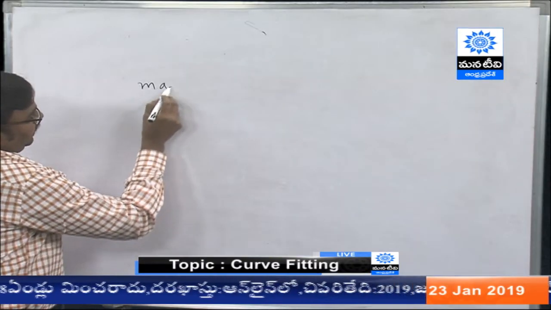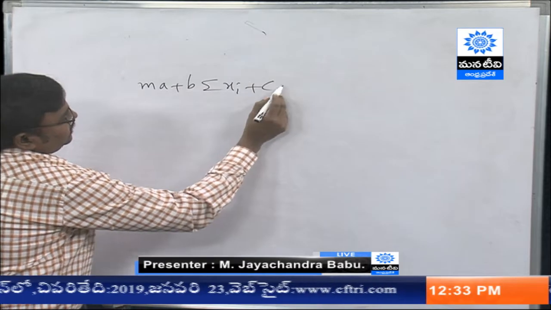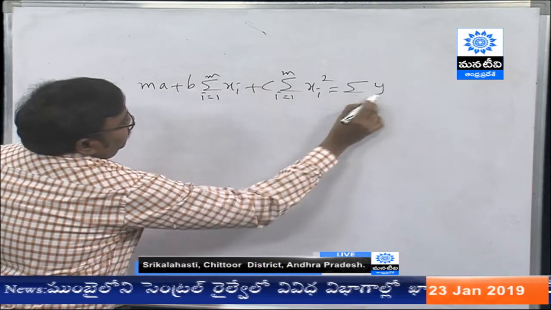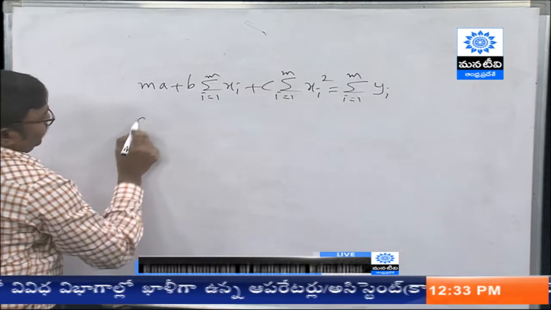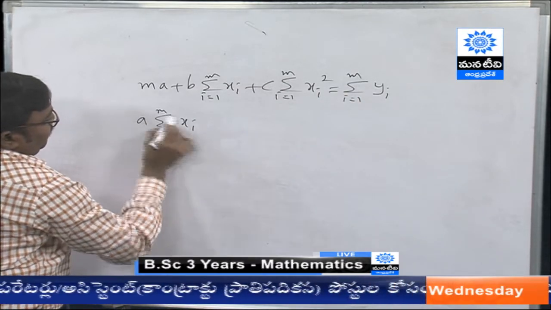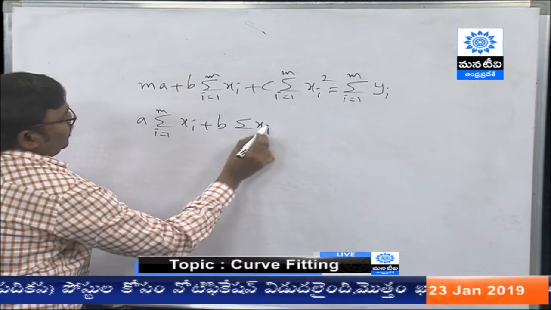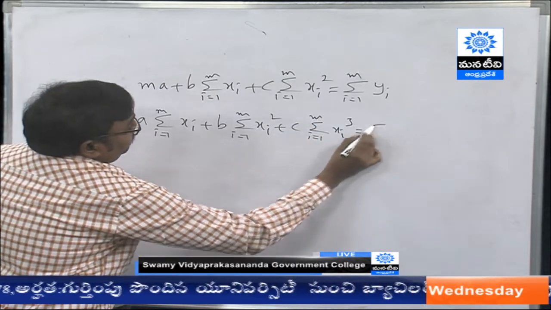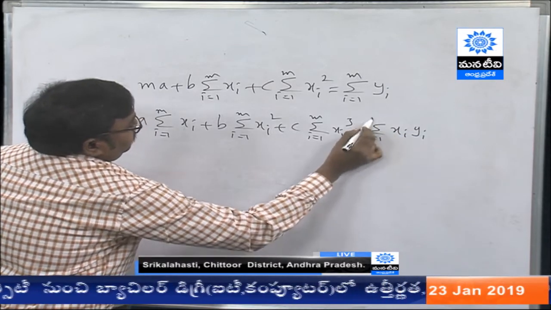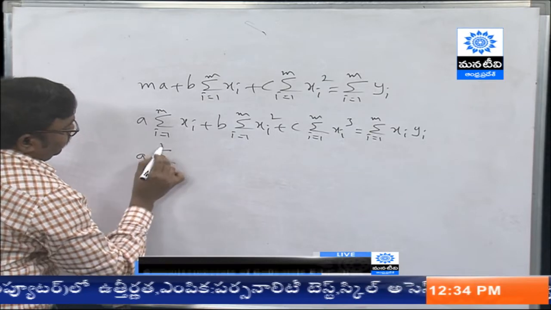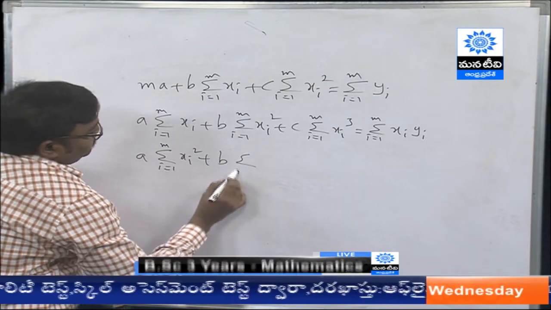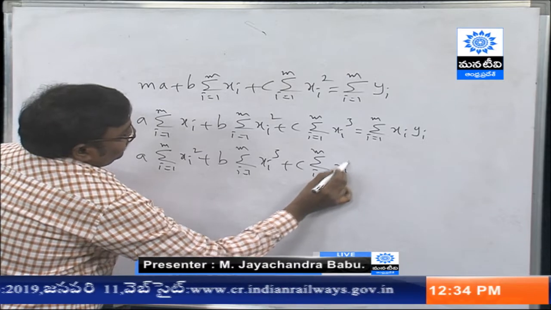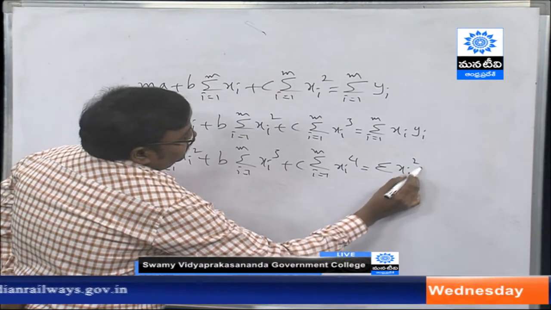Those are: m a plus b times summation x_i plus c into summation x_i square equal to summation y_i, i equal to 1 to m, and the second equation is a into summation x_i plus b into summation x_i square plus c into summation x_i cube equal to summation x_i y_i, i equal to 1 to m, and the third equation is this one: a times summation x_i square plus b into summation x_i cube plus c into summation x_i power 4 equal to summation x_i square y_i.